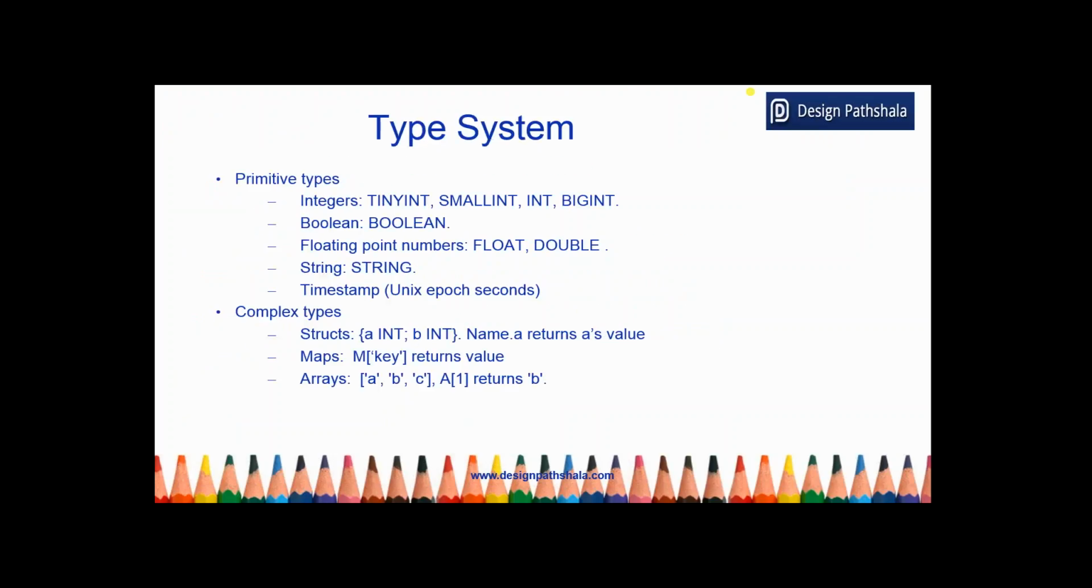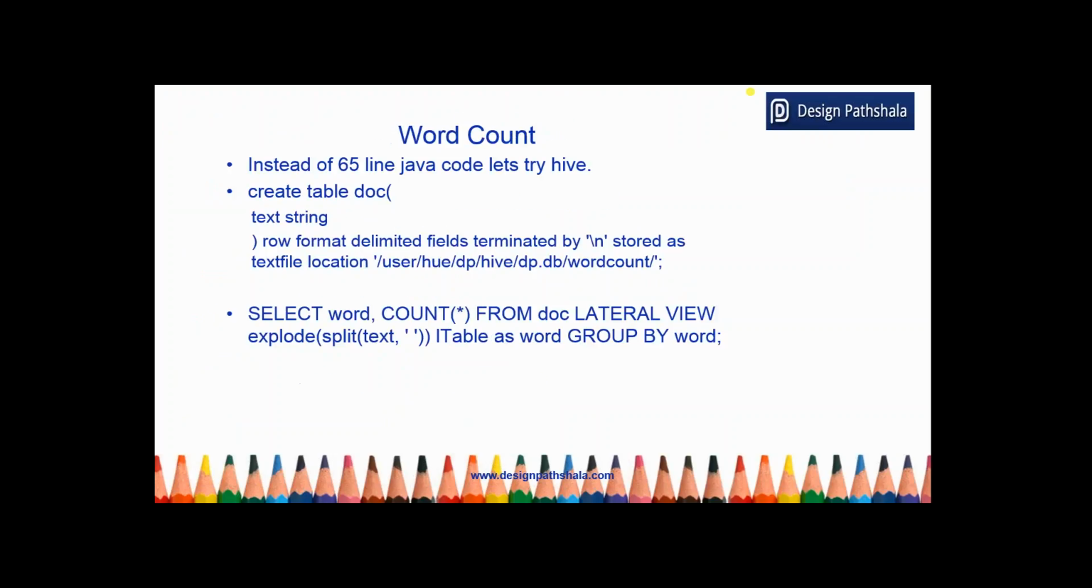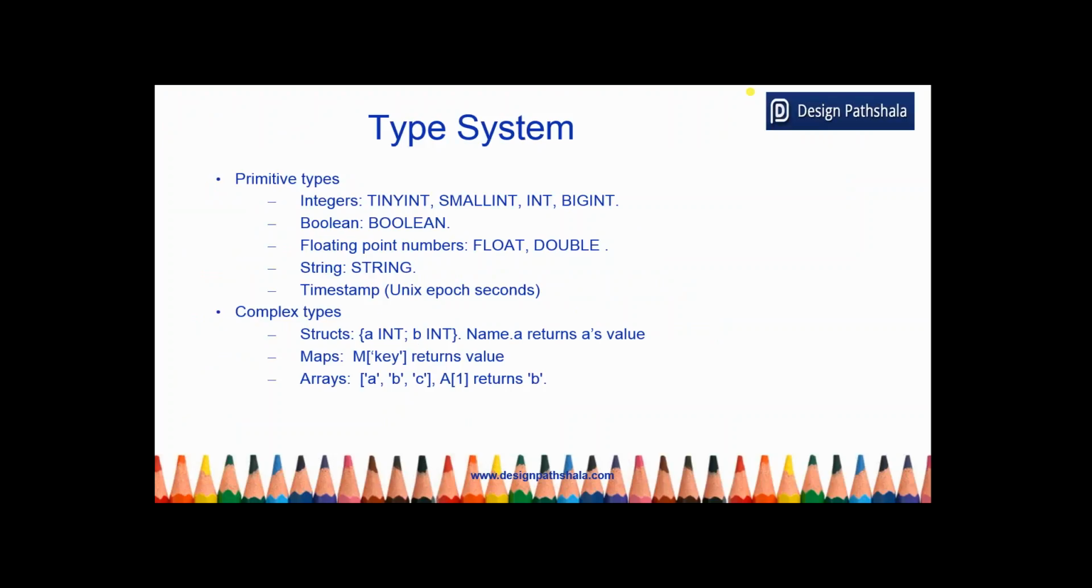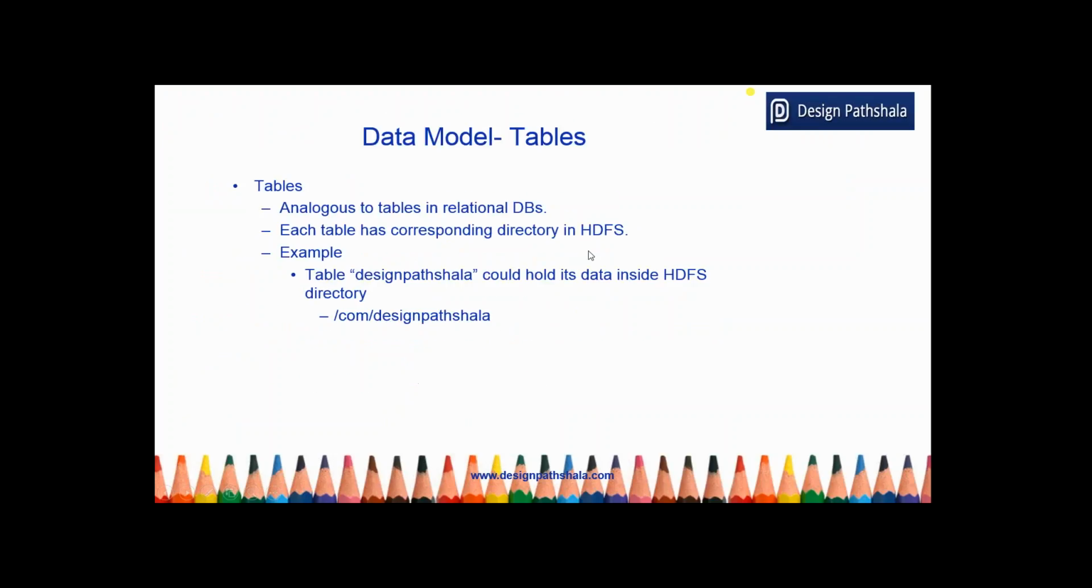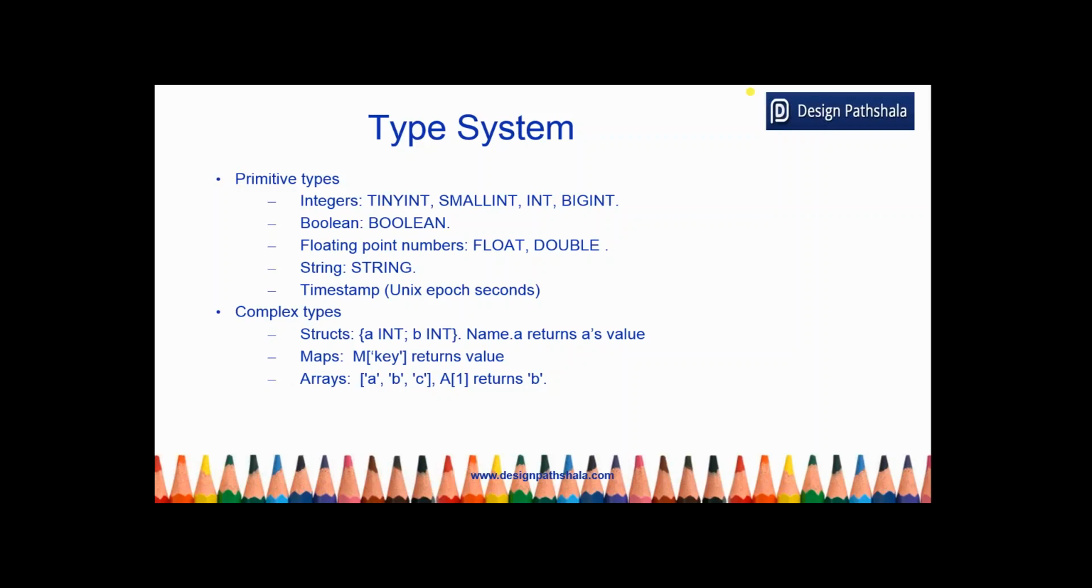So let's look at all this. Don't worry about this. It supports not only primitive data types like int, boolean, double, bigint, float, but it also supports complex data types like structs, maps, and arrays. I hope you understand what is struct, map, and array. Maps, I don't know. A map is a key and value pair. Oh, okay.